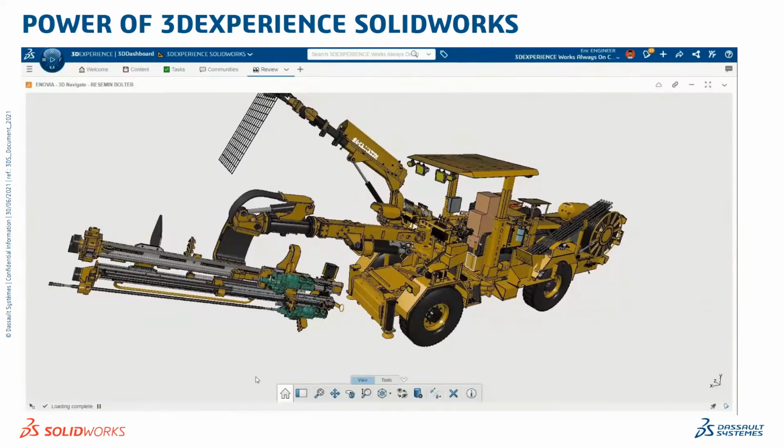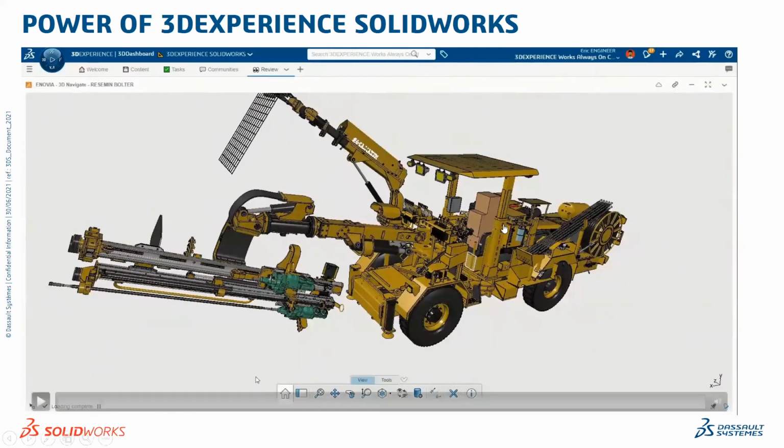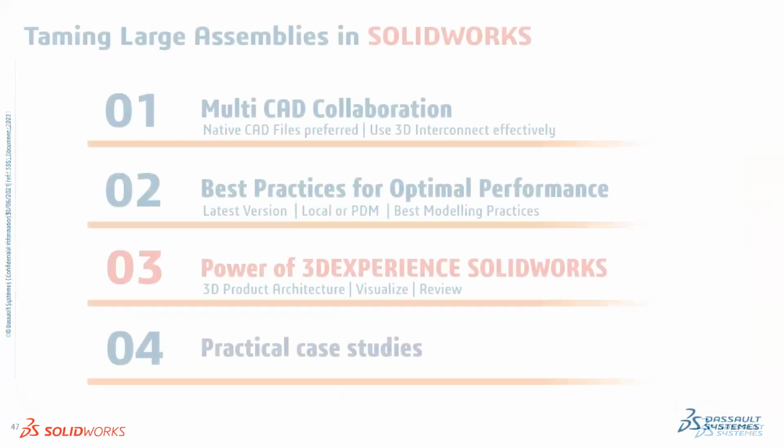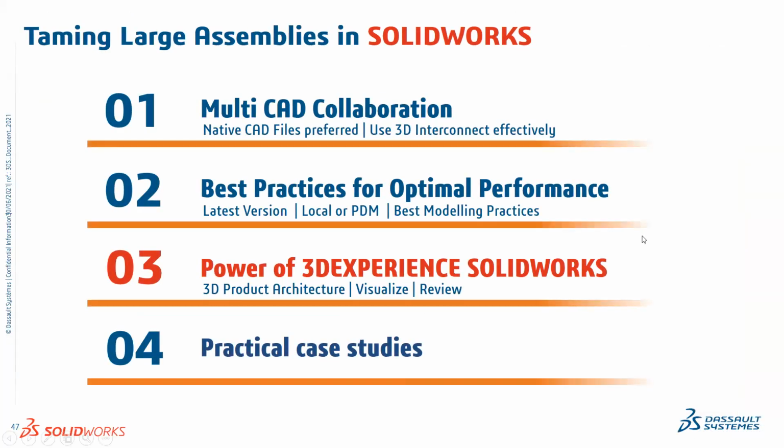Okay, so we need to cover more on 3D Experience SolidWorks. We can see some other sessions where we can effectively go and use the 3D Experience SolidWorks extensively for large assemblies. For this one, as I said, this is just a simple introduction. So in 3D Experience SolidWorks, you can see 3D Product Architecture or 3D Product Explorer. You can use it to visualize and review, which is necessary for large assemblies.